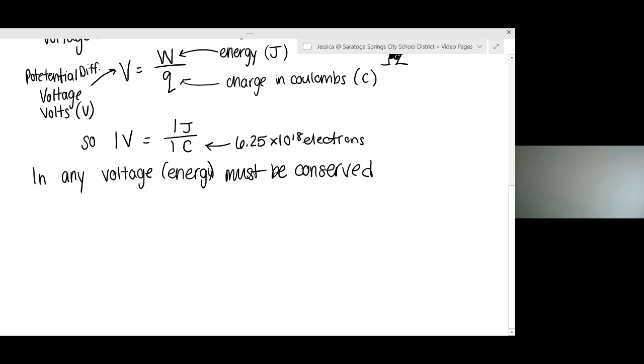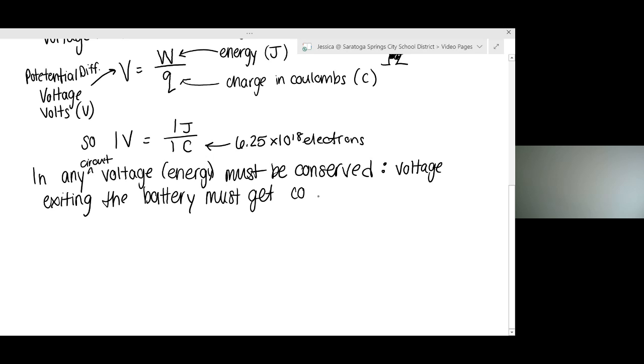Okay, just like energy in a car going down a hill has to be conserved. So this should say, in any circuit, the voltage or the energy must be conserved. So what does that mean? The voltage exiting the battery must get completely used. And it's getting used by the resistors, so it must be completely used in the circuit.